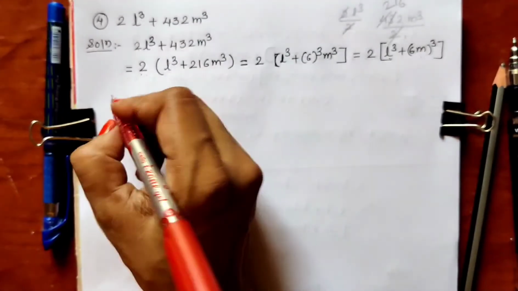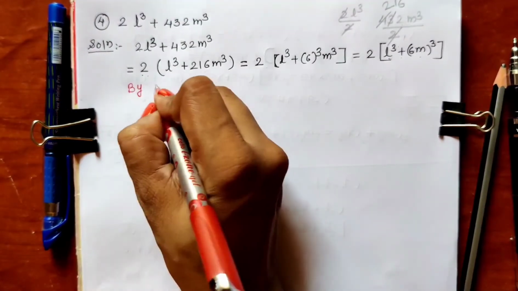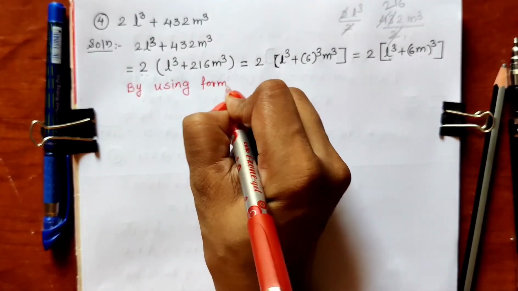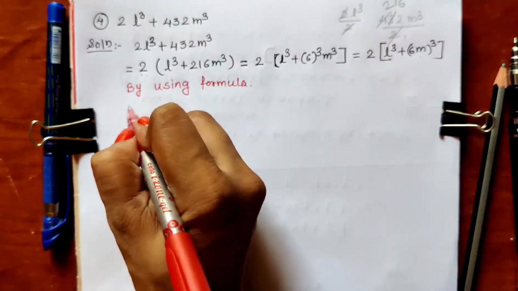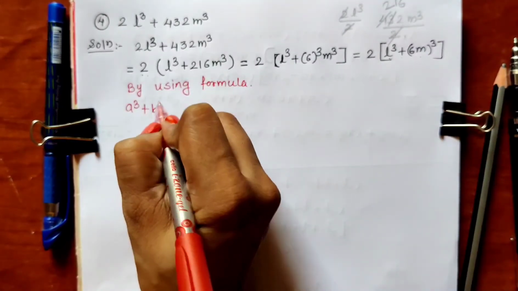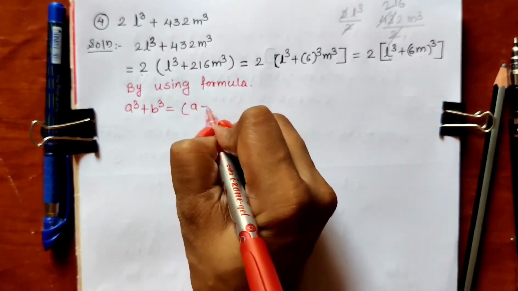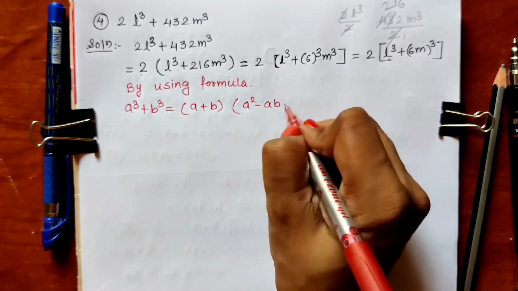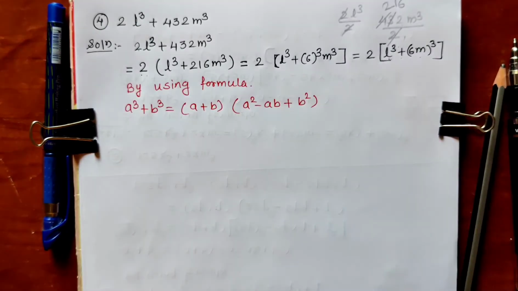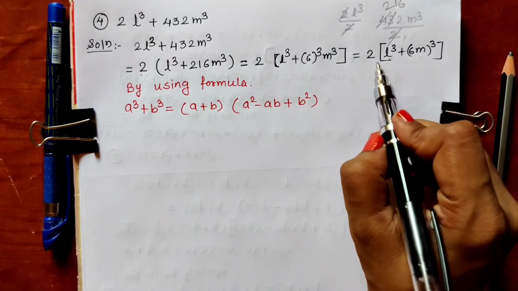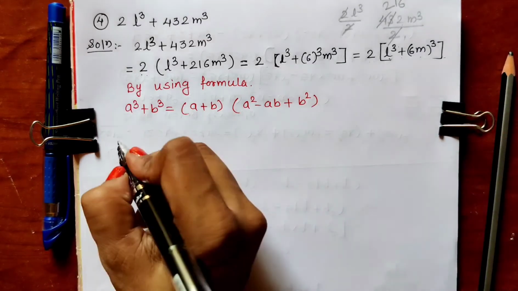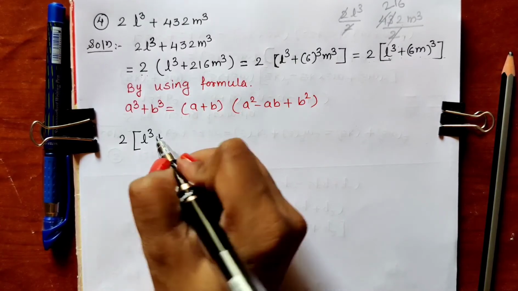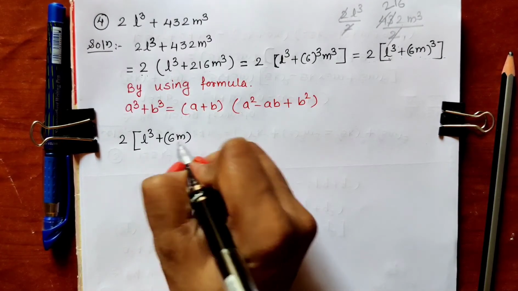So I will be writing by using the formula a cube plus b cube is equal to a plus b in the first bracket and in the second bracket a square minus ab plus b square. Now we will be writing this expression to apply the formula. 2 as it is, I am writing L cube plus 6m cube.